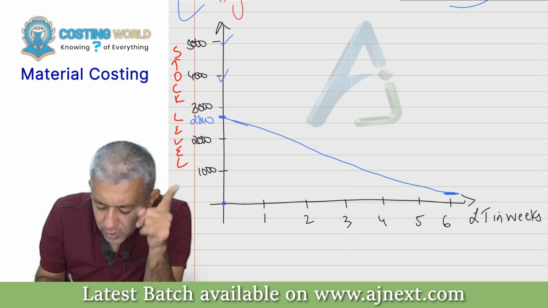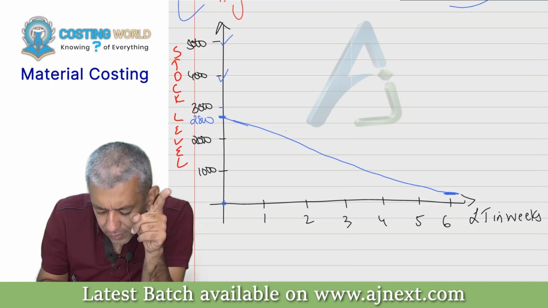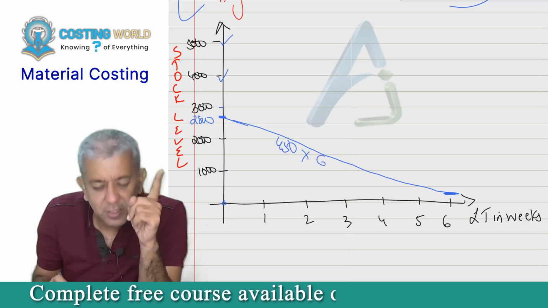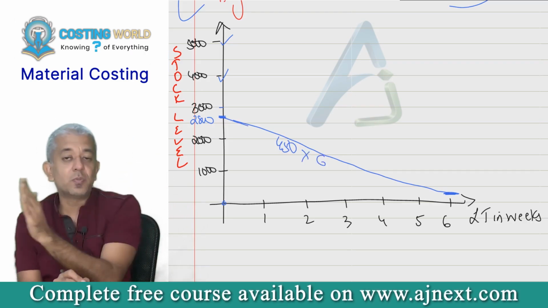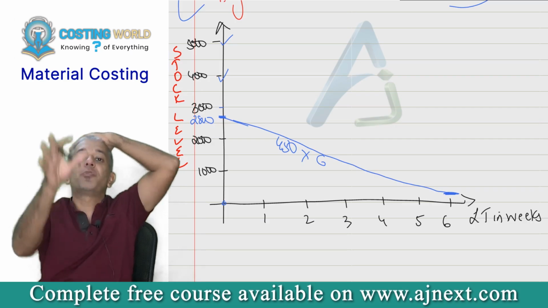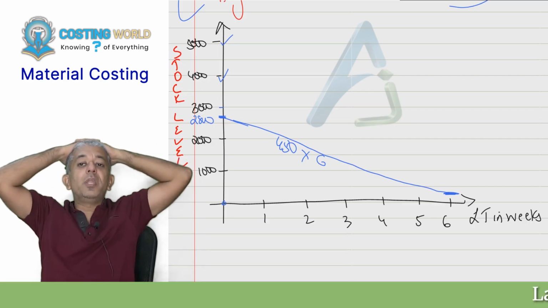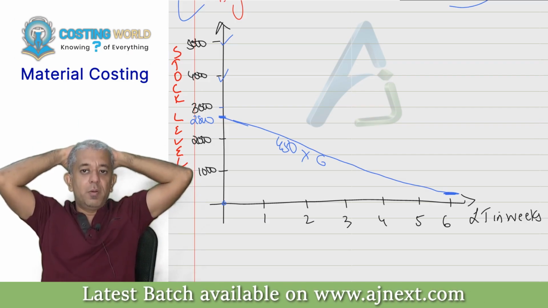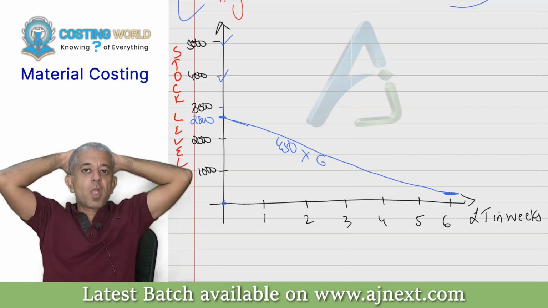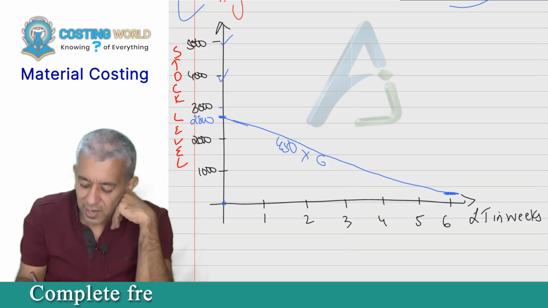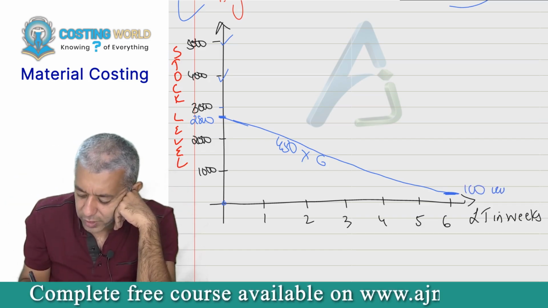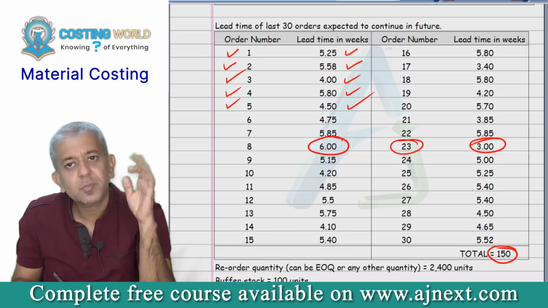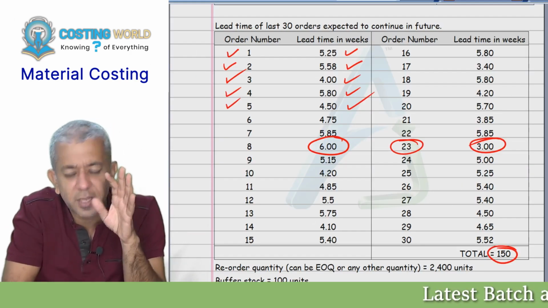How many units you will consume per week? 450. And in how much time your supplier will be coming? 6 weeks. Can you say even if this much worse happens, out of 2800 units, how many units will disappear? 2700. You will be still left with 100 units of buffer stock over here? Yes, sir.